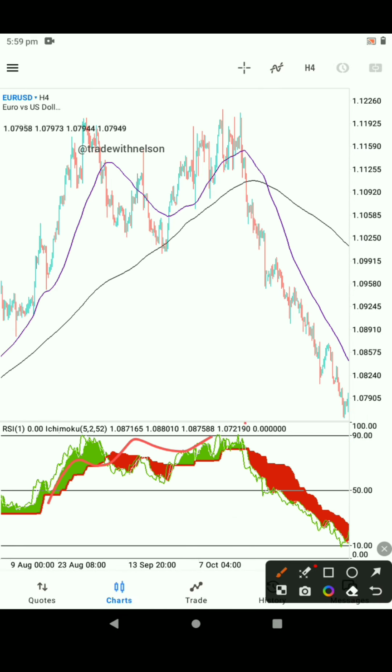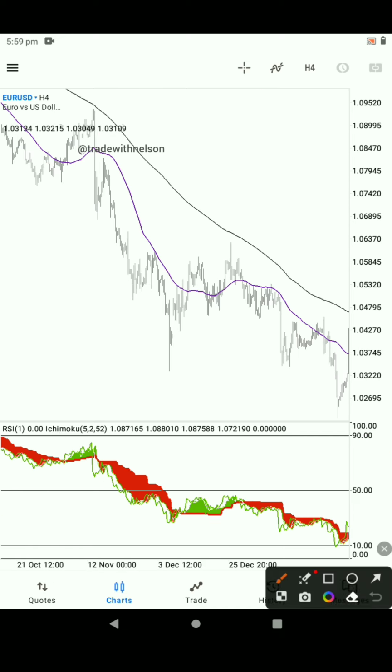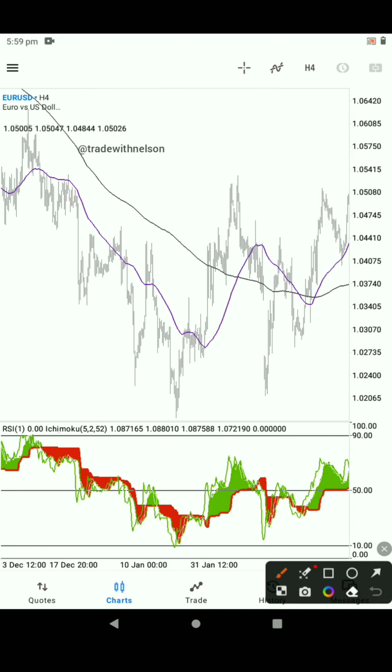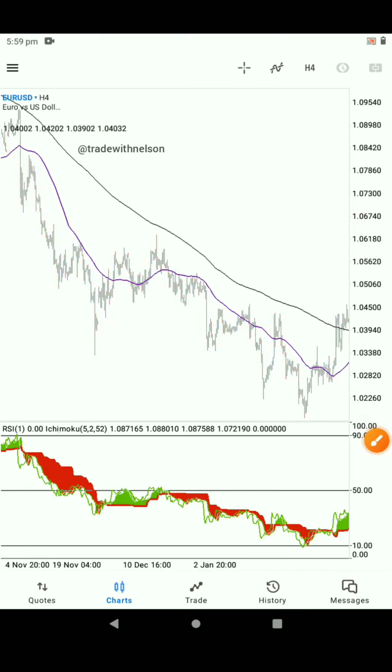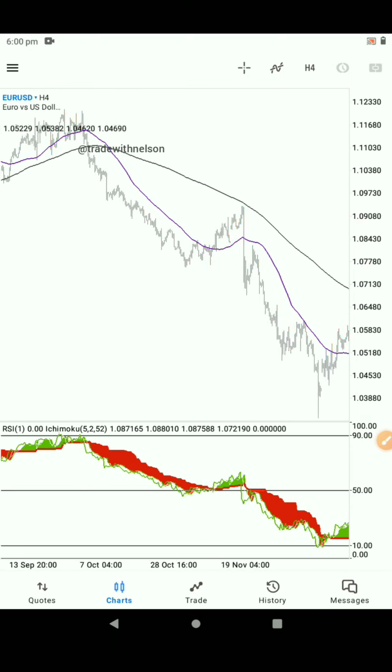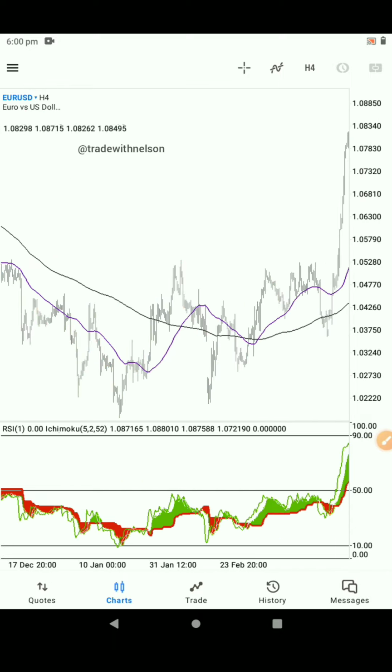We see the Ichimoku enters the overbought region. It enters here, but we did not have a cross in the moving average, so we wait patiently for when we have a cross. So we have the cross here. We enter a sell, stop loss above here, and we hold our trade until we see a physical cross. You see the distance we are able to cash.